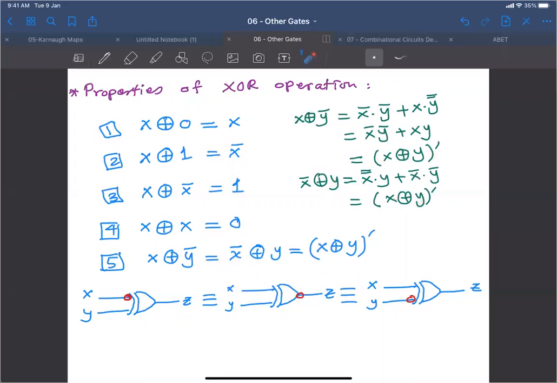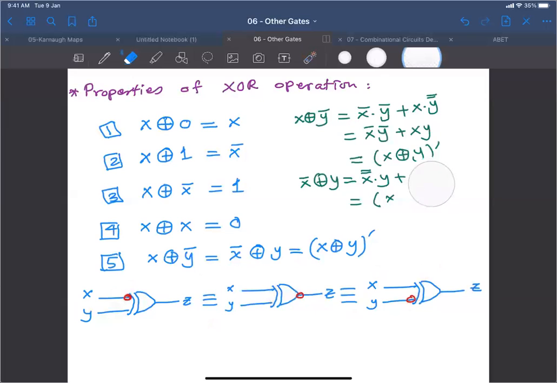So graphically speaking, no matter where the bubble is, if you have a bubble at the output, you can either transfer it to one of the inputs or keep it at the output. So I can move this bubble here like this, or move it here like this, or I can start from here and move it to the output like this, or start here and move it to the output like this. So all of these gates are equivalent. You got it?